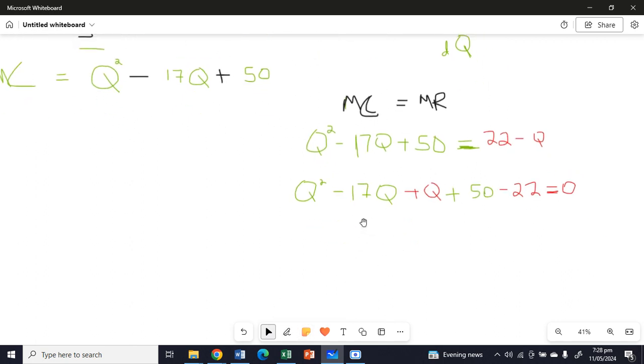So negative 17q plus q, we get negative 16q. So we have q squared minus 16q. 50 minus 22, we get 28, plus 28. Now, before I go any further, any questions?